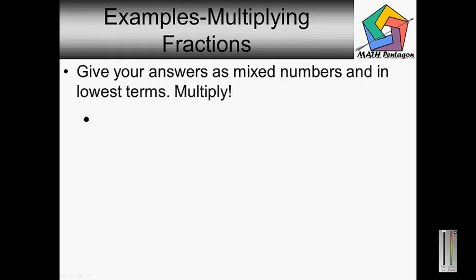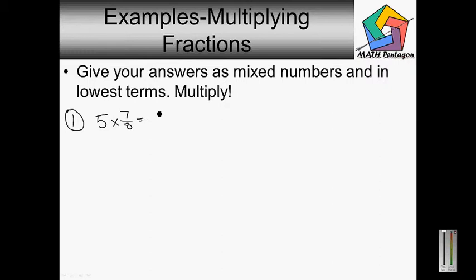Let's do a few examples on multiplying fractions, and the directions are telling us to give your answers as mixed numbers and in lowest terms. And let's multiply. So our first example, we have 5 times 7 over 8. Well, we have a whole number times a fraction. So there's an easy way of doing this.